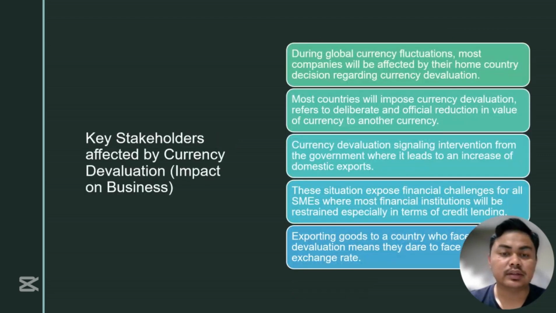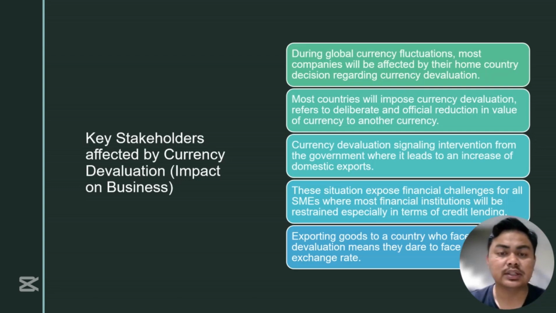Then we look to identify the key stakeholders affected by the currency devaluation. So it has two impacts, which is firstly the impact on the business and the consumer. Firstly, we look at the impact on the business. During global currency fluctuation, every company from small size to large company will be affected by decisions made by their home country where currency devaluation has been made. The impact can be shown on the profit, revenue, and sales made from the business itself.